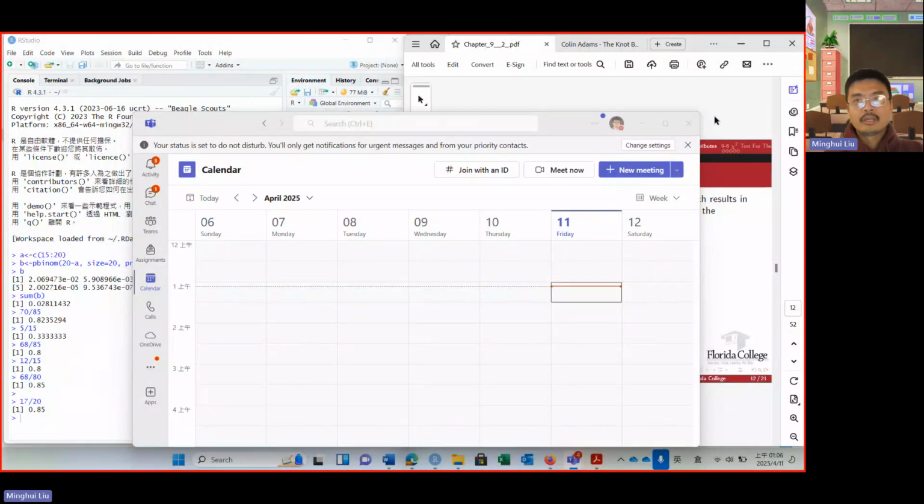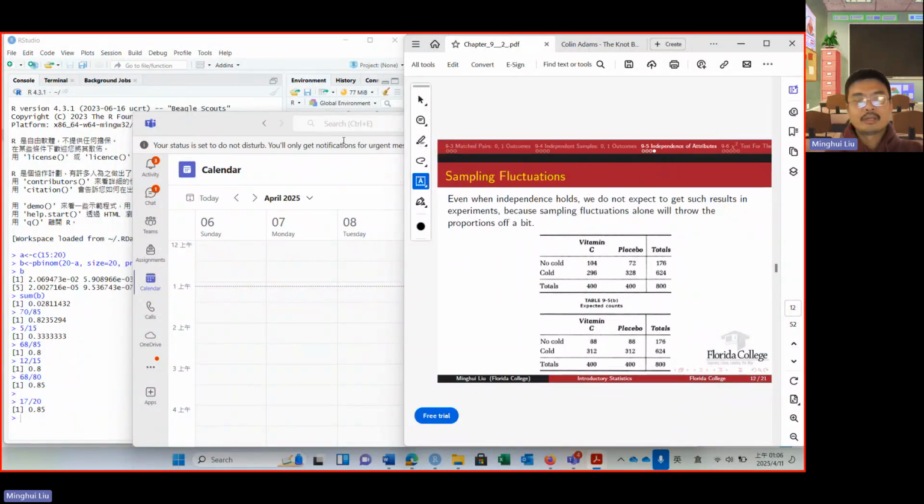Okay, let's continue our discussion in chapter 9. In the previous video, we talked about how, from a table, we determine when two attributes are related or not. However, we have to realize that even for two things that are completely independent, just because of sampling fluctuations, it's normal to observe that the ratios between the variables in different rows or different columns are slightly different. So how different is different enough for us to conclude independence or dependence?